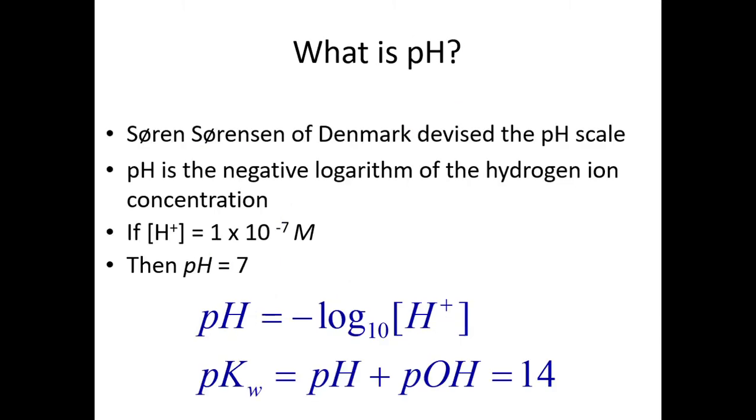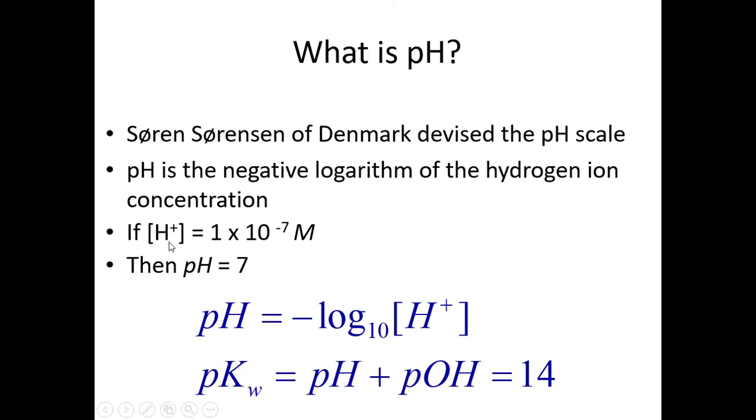So I've mentioned pH, so what is it? A gentleman from Denmark, Søren Sørensen, devised the pH scale, and the pH is then the negative logarithm of the hydrogen ion concentration. And we can calculate it with this equation. pH equals negative log base 10 concentration of hydrogen ion.